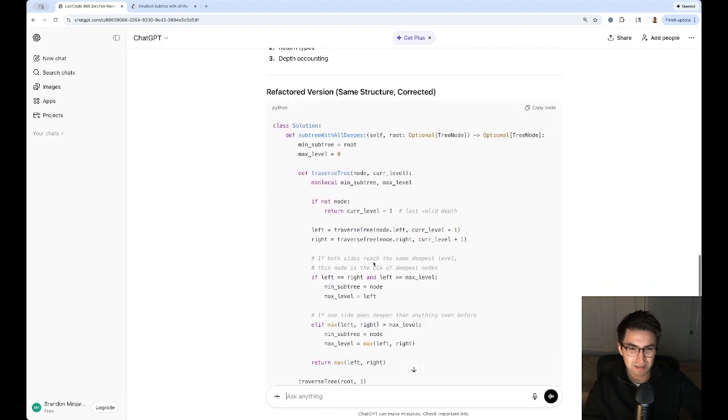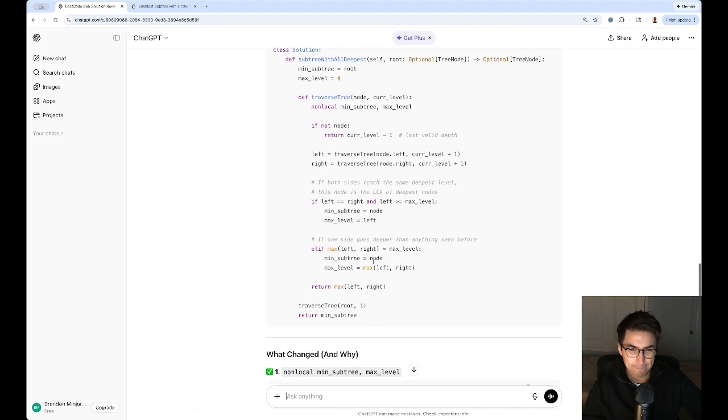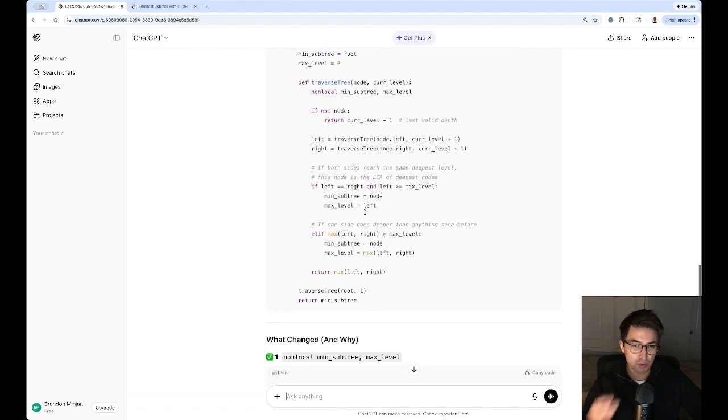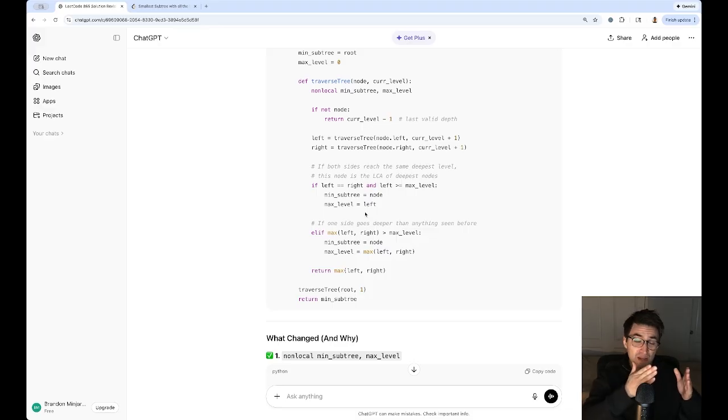Min subtree equals the node. They equal the same. It's greater than or equal to the max level, because they're working upwards. So min subtree equals that node. Max level is left.